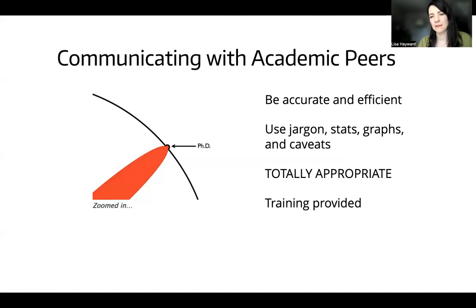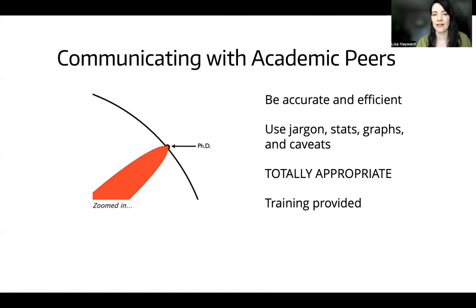It's how our mentors communicate. It's how we write for journals. It's how we write for grant applications. It's how our peers communicate. It's what we do at conferences. All of this, we're learning all of this the whole time we're going through graduate school. So we do get this training.